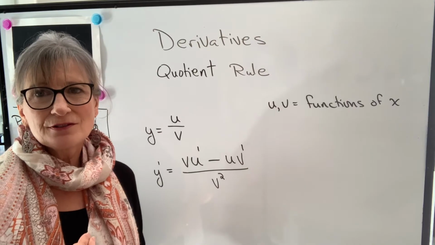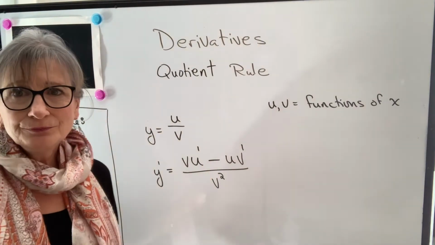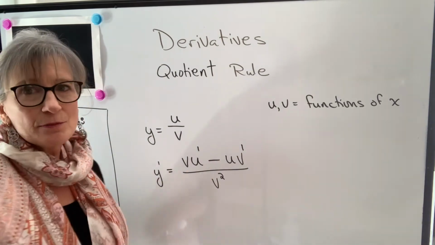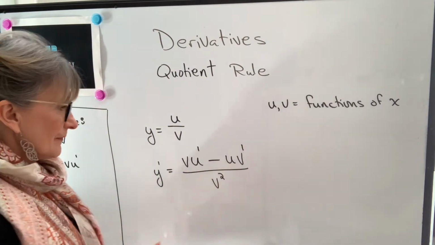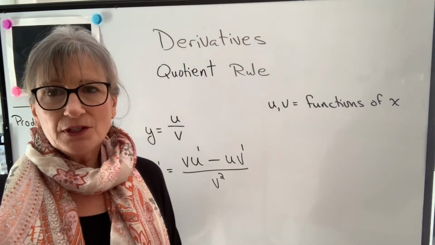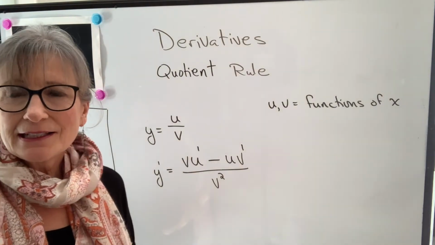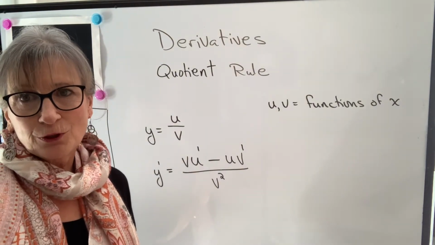There are 3 errors that I see students typically make. They get the order wrong. They add instead of subtract, and they forget about the denominator. This is just something you're going to have to learn and remember. Let's take a look at examples to see how this rule works.